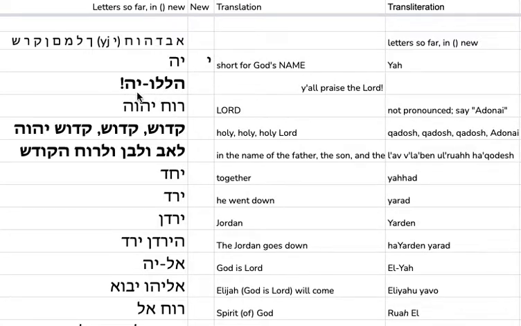So this is a command. We're telling all of creation, Yah, praise the Lord. So when you say hallelujah, you're not saying it to the Lord. You're saying it to everyone else. Everybody praise the Lord.